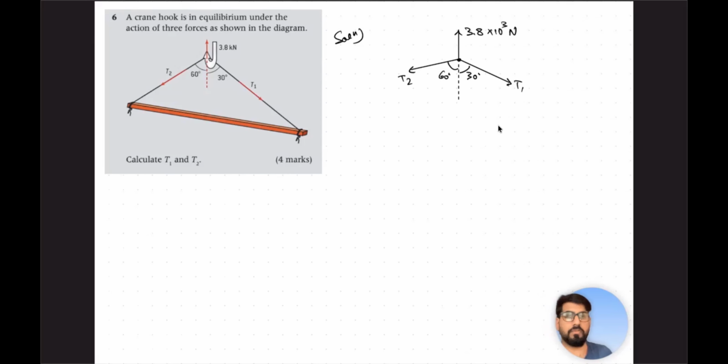Once I have drawn this, I have to resolve the forces into horizontal and vertical components. This force is already in the vertical direction, so I can simply write it as 3.8 times 10 raised to the power 3. Now, remember the resolution of vectors. If this is T1, and this angle is 30, what would be this component?